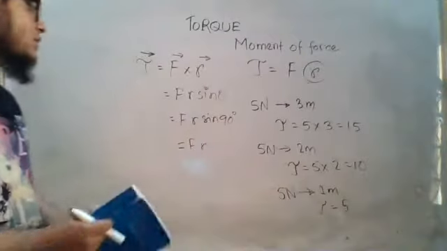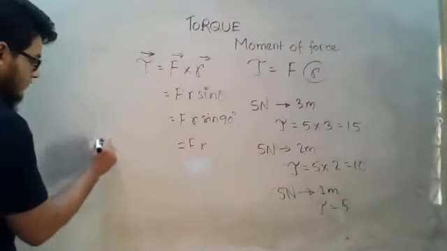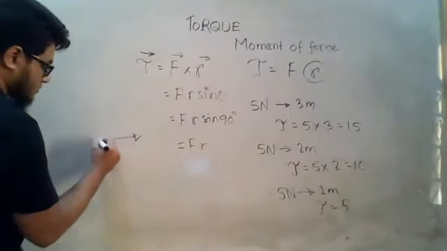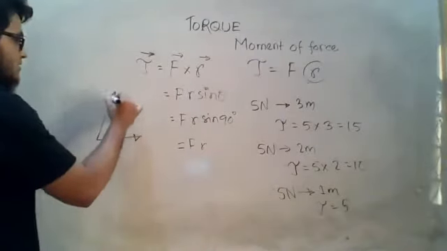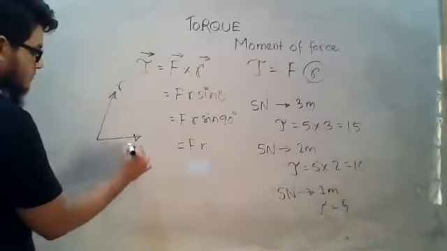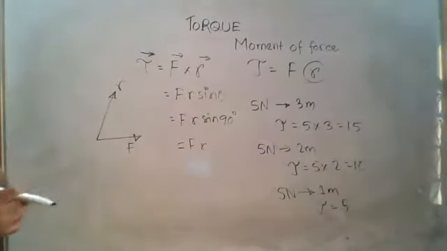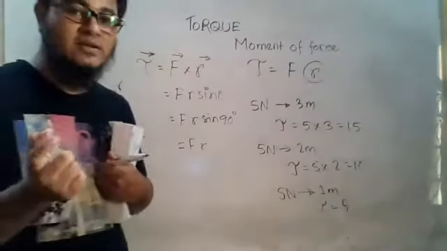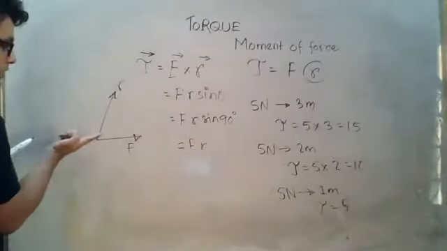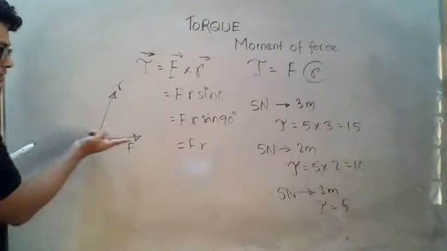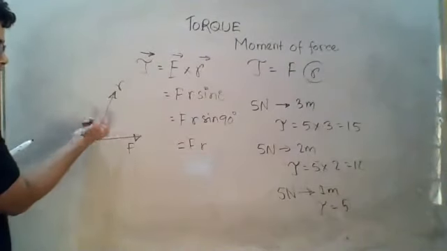Which will be the direction of this one? If F is like this, and let us say R is in this way, R. So as you can remember, yesterday we discussed the right-hand screw rule. We are starting from F, so I will place my finger along F, and I will try to rotate towards R.